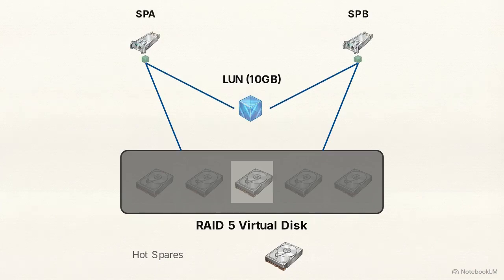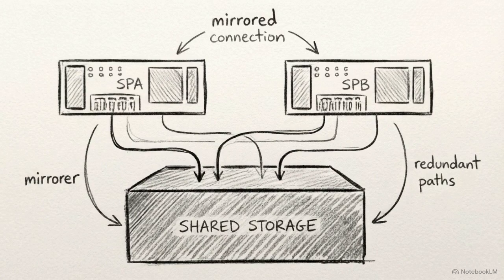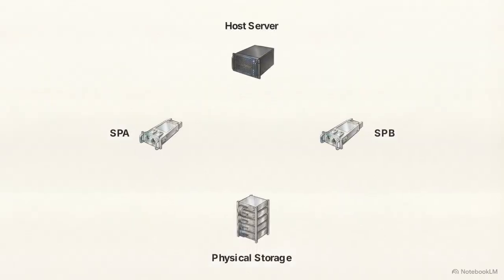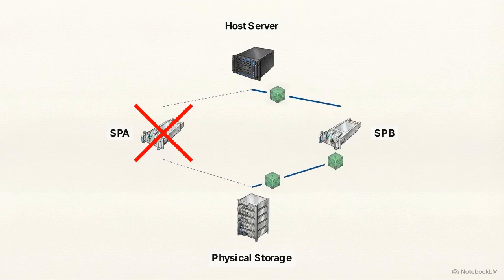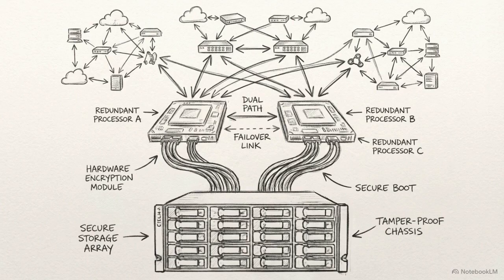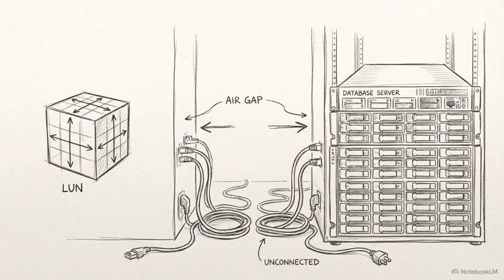Sitting atop this array are the brains of the operation, storage processors SPA and SPB. These twin processors act as dual redundant gateways. If one processor fails, the other continues routing data, ensuring the controller itself never becomes a single point of failure. So the hardware RAID and the dual processors create an invulnerable physical array. But at this stage, that 10 gigabyte LUN is still completely isolated from the database server that needs it.